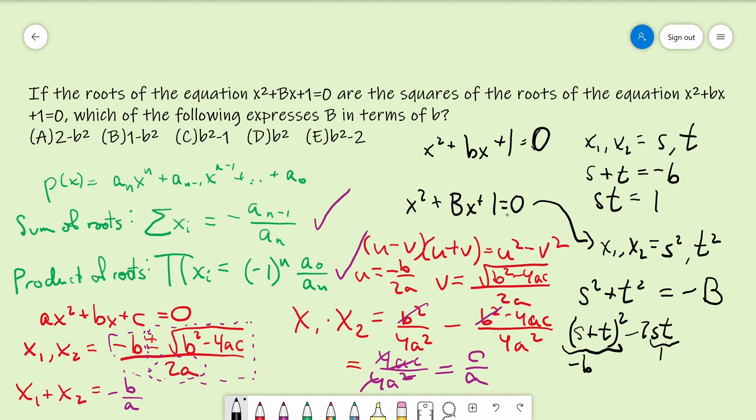So this whole thing is going to be negative b squared minus 2 equals negative big B, which means that our big B is equal to 2 minus little b squared, which is a.